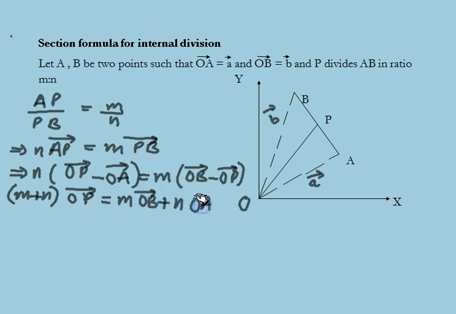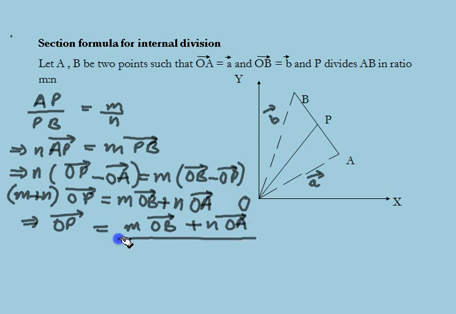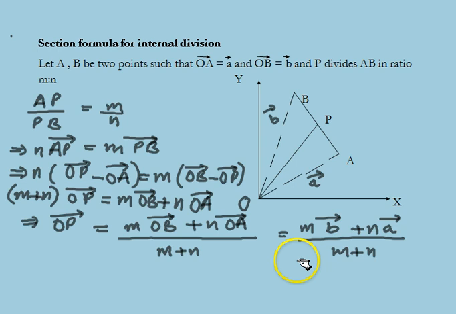n vector OA. This implies that vector OP is equal to (m vector OB plus n vector OA) whole divided by (m plus n). Now since we have substituted vector OB as vector B and vector OA as vector A, we have vector OP as (m into vector B plus n into vector A) whole divided by (m plus n). Hence the position vector of the point P which divides line segment AB in ratio m is to n is given by (m into vector B plus n into vector A) whole divided by (m plus n).